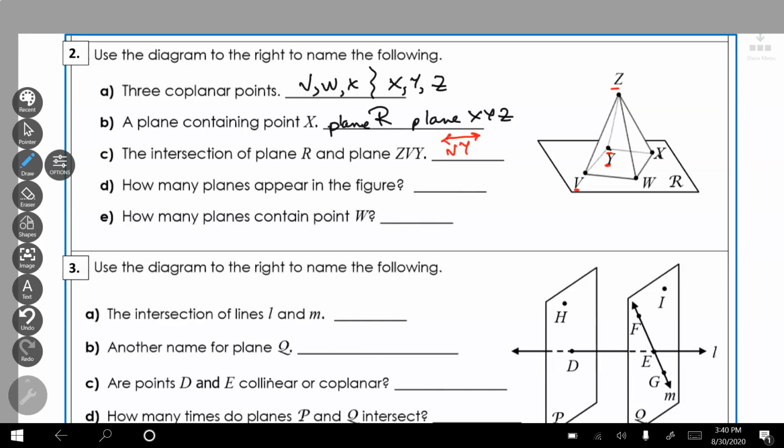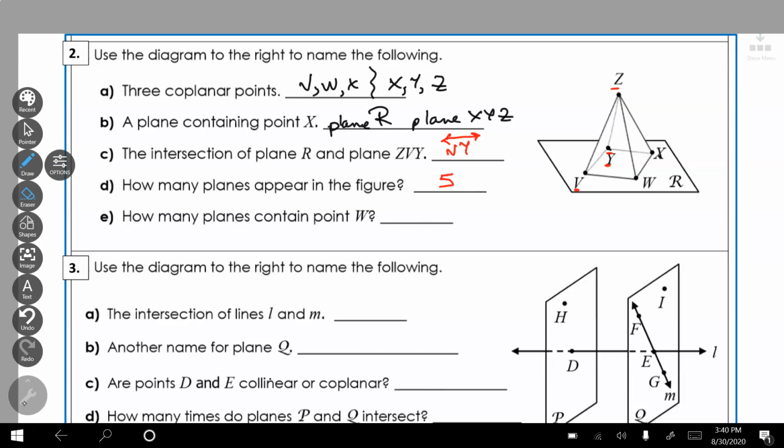So how many planes appear in this figure? Well, I would say the one R on the bottom here, and then this front face of the pyramid, this side face here on the left, and the one all the way here in the back. It looks like maybe there's 5 planes.